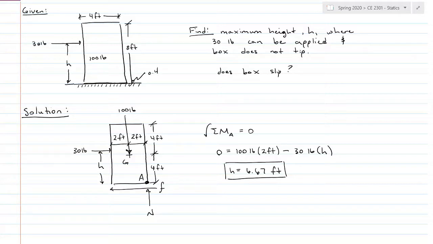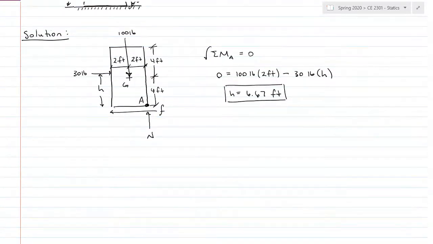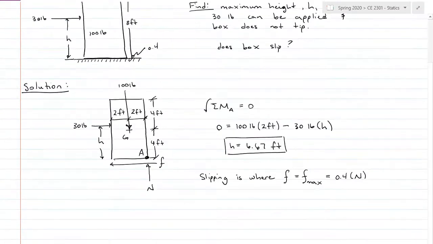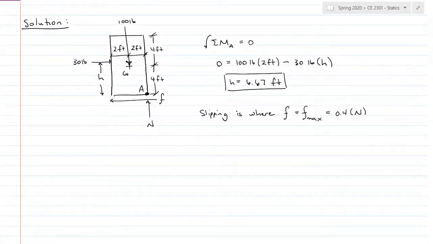But is it slipping before it's tipping? Okay. Now remember, motion impends, which would be right before slipping. So slipping is where F is equal to F max, which is equal to 0.4 times the normal force, right? Because I have my coefficient of static friction is 0.4.